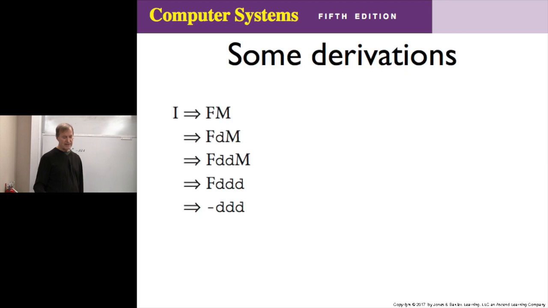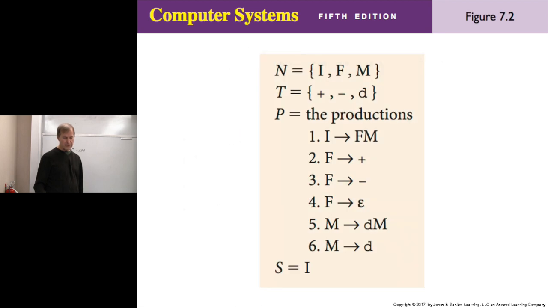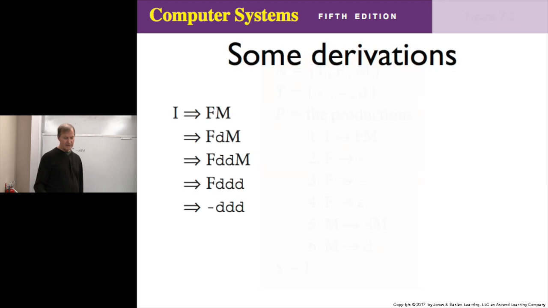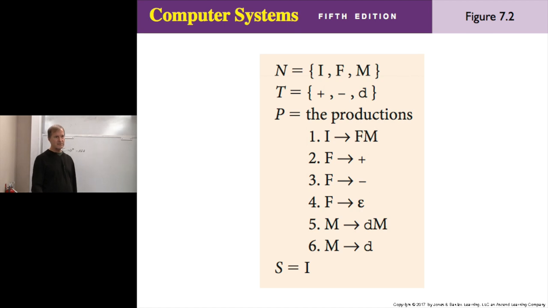And then we did rule five again, right? And then there must be a rule that says an M produces a D, right? Yeah, rule six. Yeah, you're right, that is rule six. And then what did we use for F? F produced the hyphen. So that last step was rule three. Does everybody see how that worked? Okay.